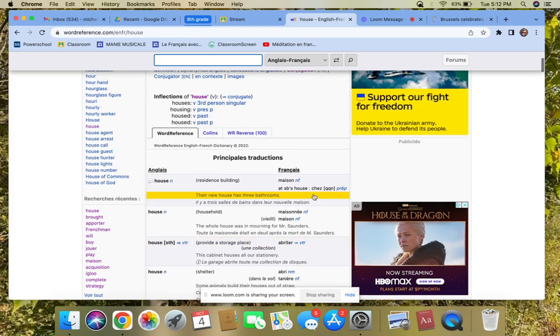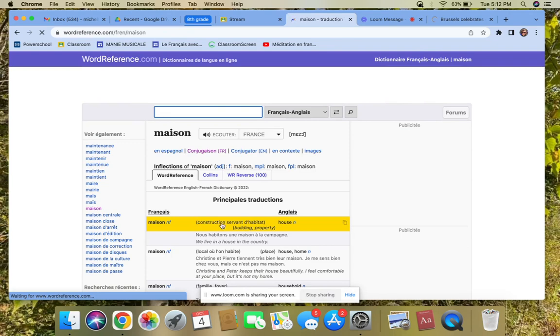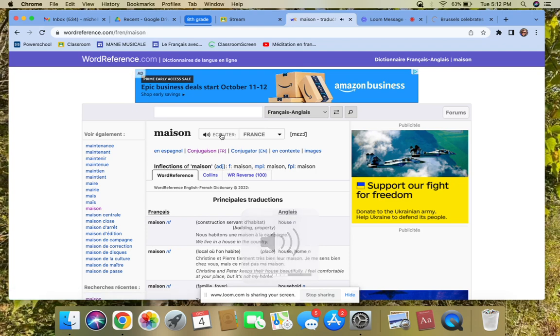Sometimes it helps if I type in, let's say I want to switch French to English, and I type in maison. Let's see what comes up. House, construction, building or property. Okay, that looks right. Another cool thing is that I can click here and make sure I know how to pronounce it. So let's listen. Maison, maison. You can also listen to the Canadian pronunciation. Maison. So it sounds just a teeny bit different, just like British English is different from American English.